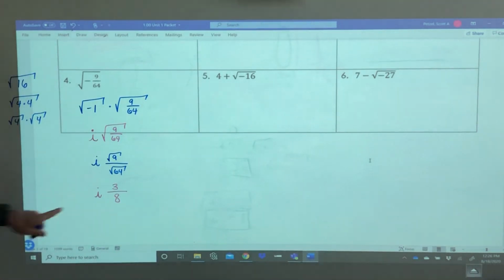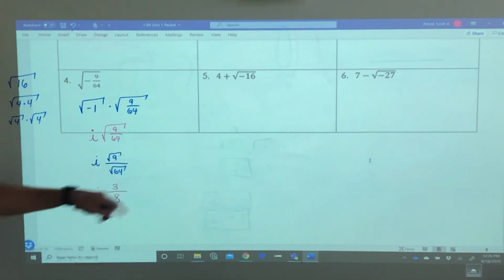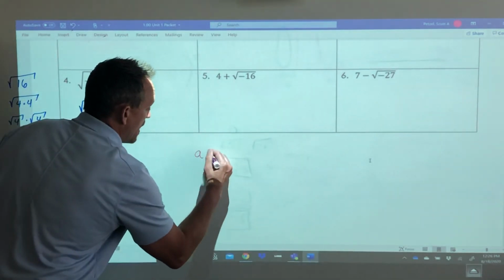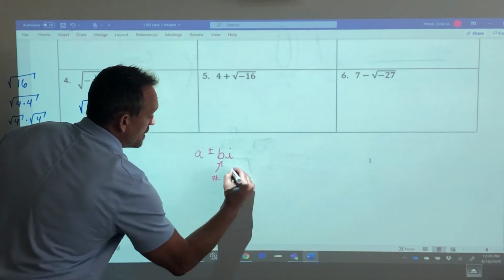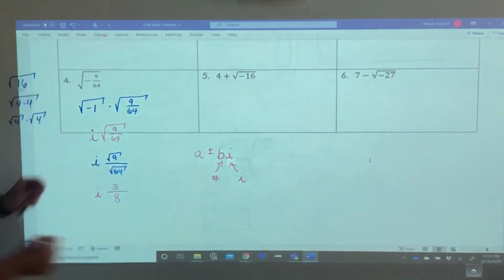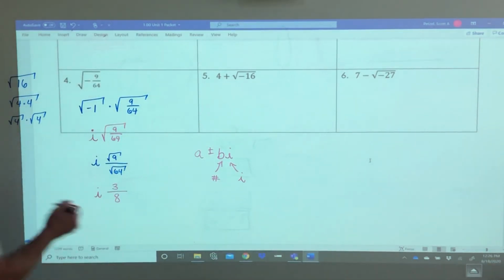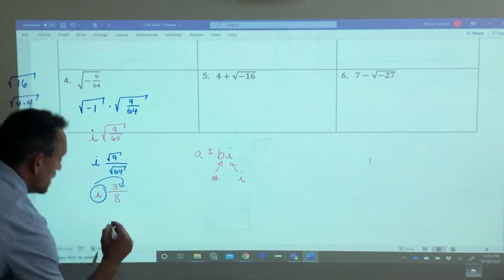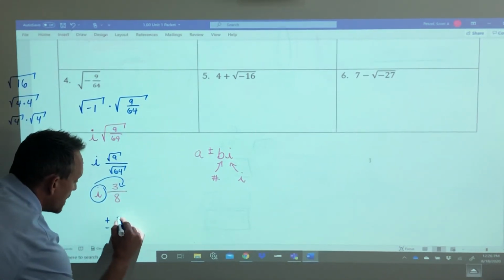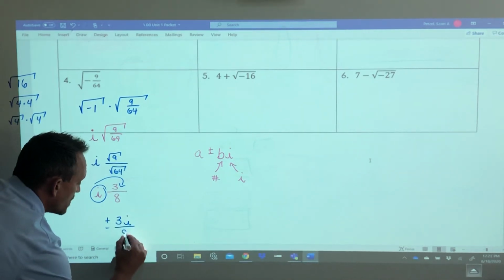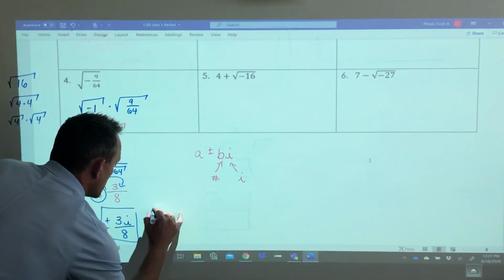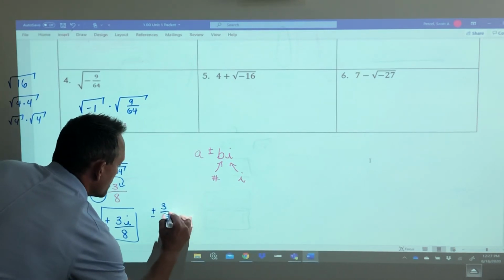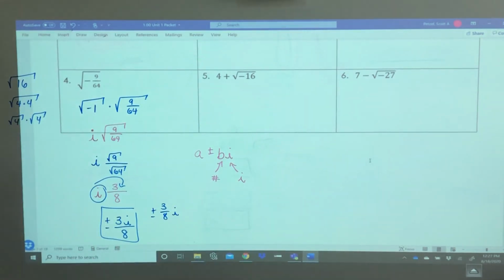How this would always be written is the I always goes after the number. Remember this, A plus or minus BI. So this is a number and this is imaginary, the I. Okay? So this could be rewritten and it's always going to be on top. So this could be written as positive and negative 3I/8. That is a tricky one. Tricky, tricky, tricky. Could you also write it like this? Yes, you can. That's fine.